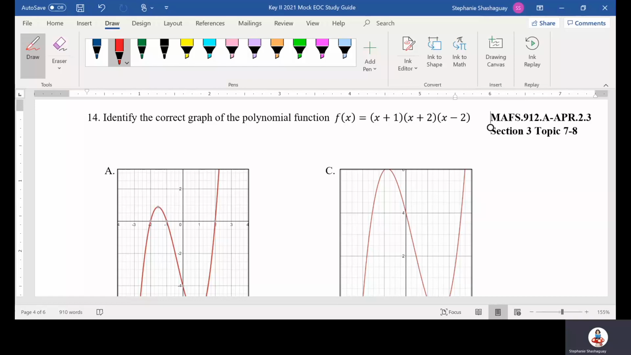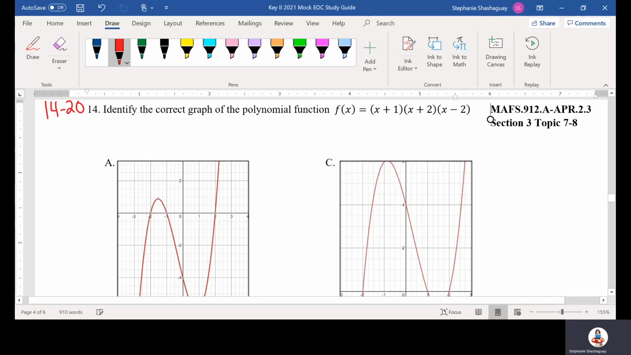This is going to be questions 14 through 20 of the mock EOC study guide. These are the last 7 questions that you need to complete to be prepared for the mock EOC we're taking this week. So, question 14, identify the correct graph of the polynomial function.